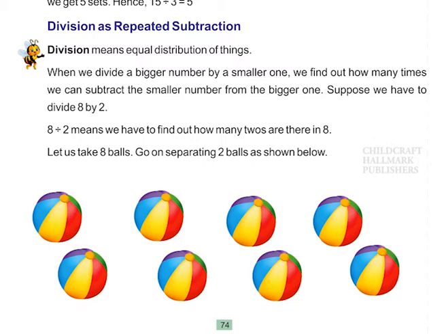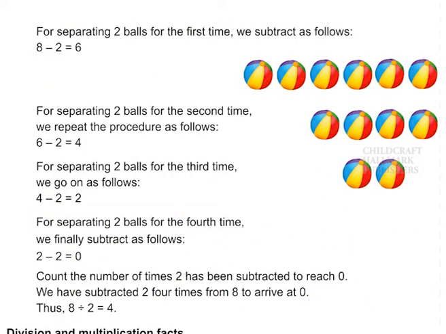Let's take 8 balls. Go on separating 2 balls as shown below. For separating 2 balls for the first time, we subtract as follows. 8 minus 2 is equal to 6. For separating 2 balls for the second time, we repeat the procedure as follows. 6 minus 2 is equal to 4. For separating 2 balls for the third time, we go on as follows.